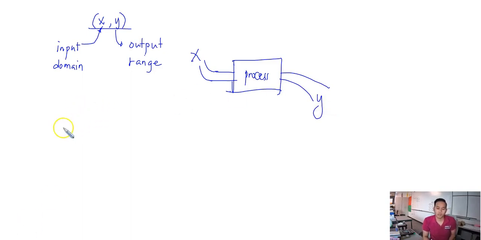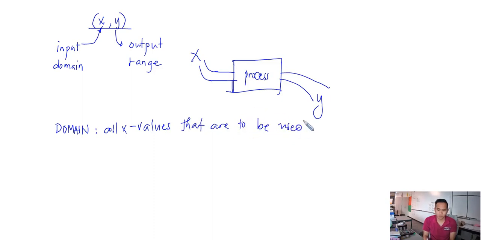Now by just looking at it, your domain, okay, these are all x values. These are all x values that are to be used, okay? And sometimes we call them your independent values or variables.